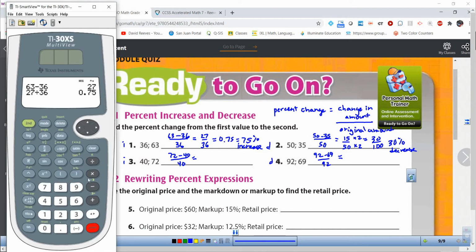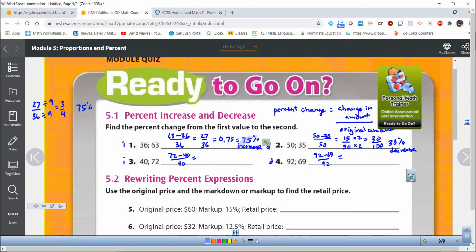But just to confirm, if we had done it on the calculator, if we had done 15 divided by 50, we would have gotten 0.3, which is 30%. Okay, so let me go ahead and highlight these answers here. All right, so the next one, what do we have here? We've got 72 minus 40 over 40. All right, well, 72 minus 40 is going to be 32.